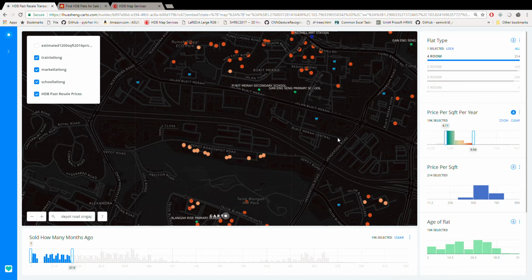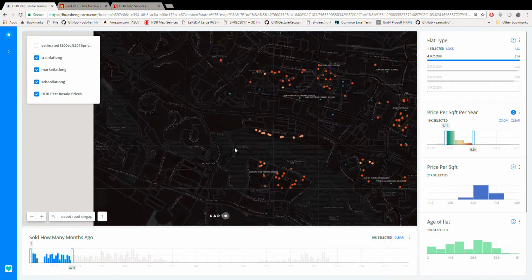And this immediately reveals that, for example, flats at Depot Road have a much cheaper price per square feet per year as compared to flats at Redhill. And this immediately tells a potential house buyer that flats at Depot Road are quite cheap compared to their surrounding flats.